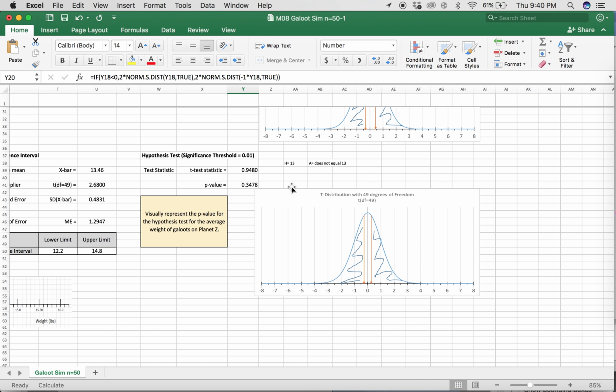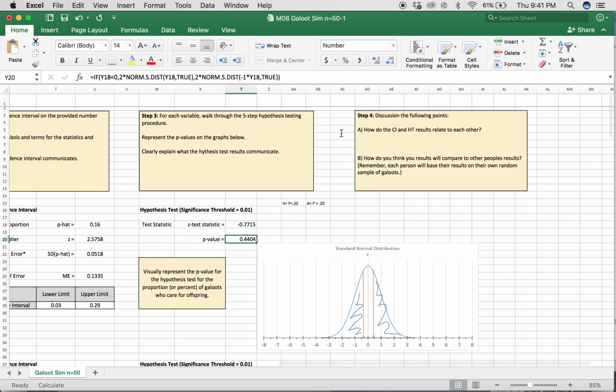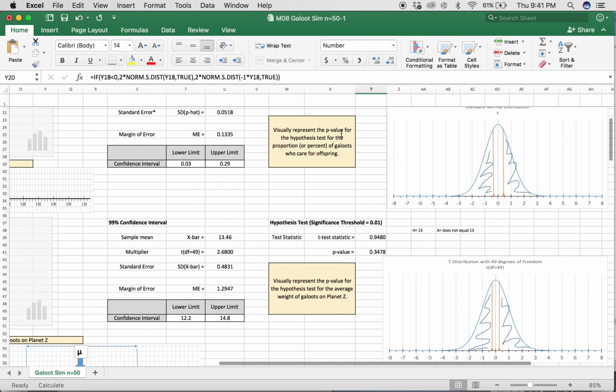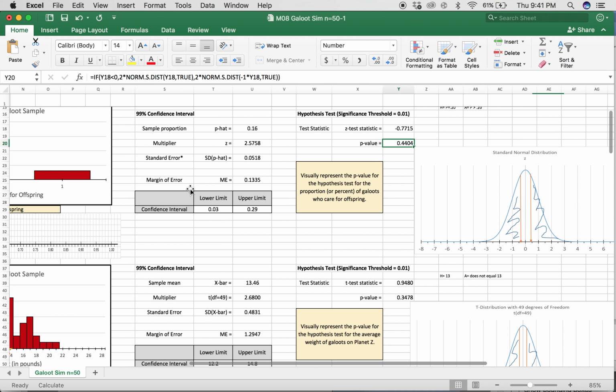So it stands true that the average for a galoot is 13 pounds. And then the relationship between the confidence interval and hypothesis results is that we use the data to create the confidence intervals that we use for the hypothesis test.